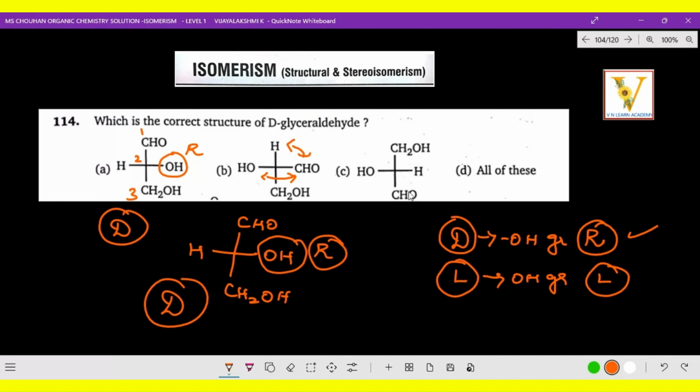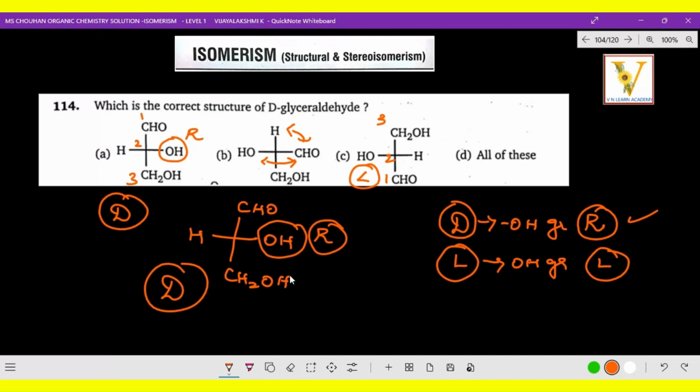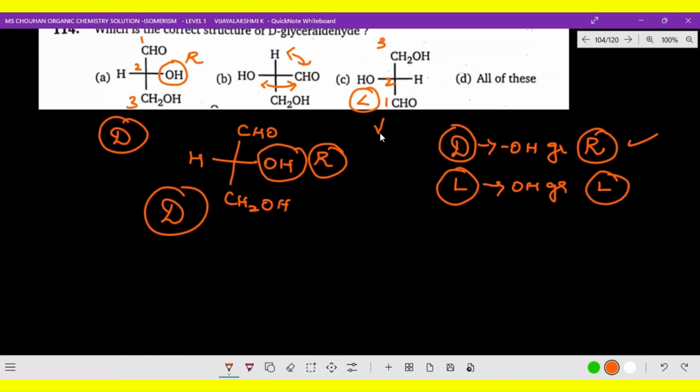Suppose CHO is on the bottom. Now we have to start wherever there is higher priority, and give that number 1. So 1, 2, 3. Counting from bottom to top, from where there is 1, at CHO, and then OH is on the left hand side. So we can mention this as D-glyceraldehyde. Okay, let me give you that idea. So this is also D-glyceraldehyde.